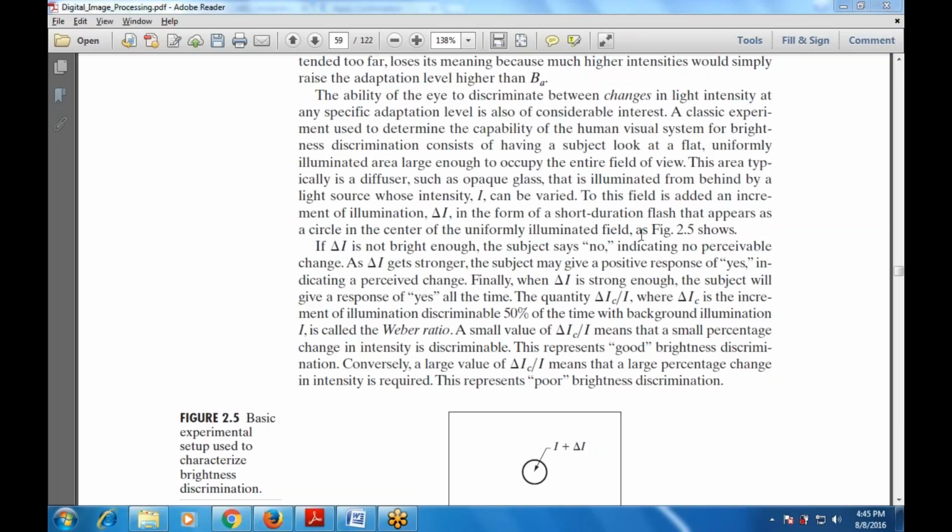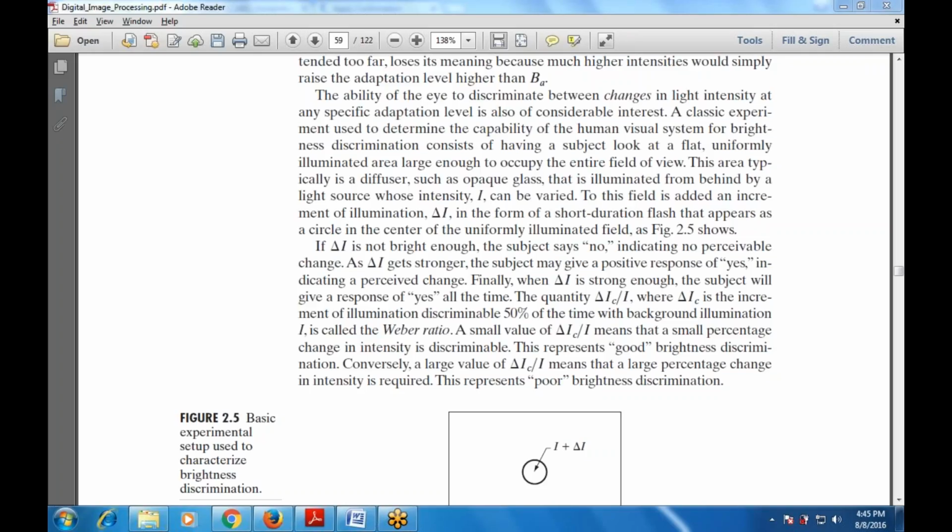If delta I is not bright enough, the subject says no, indicating no perceivable change. As delta I gets stronger, the subject may give a positive response of yes. That means it depends on delta I, on the variation that is available. So if it is not glowing enough, not bright enough, the subject says no, indicating no perceivable change appears. And if it gets stronger, the subject may give a positive response of yes, indicating a perceived change.